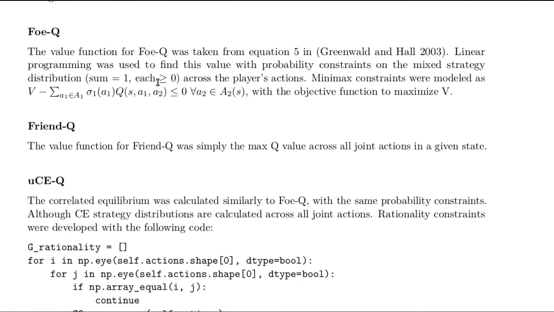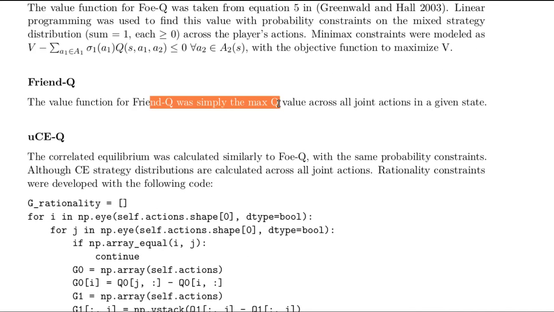Alright, foe Q value update function. This is basically minimax. The essence of the constraints being modeled are right here, saying that we're maximizing this value parameter by distributing over all of our possible actions based on actions taken, adversarial actions taken by the other player.